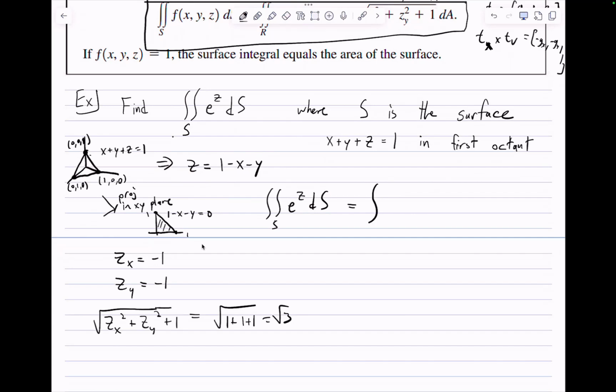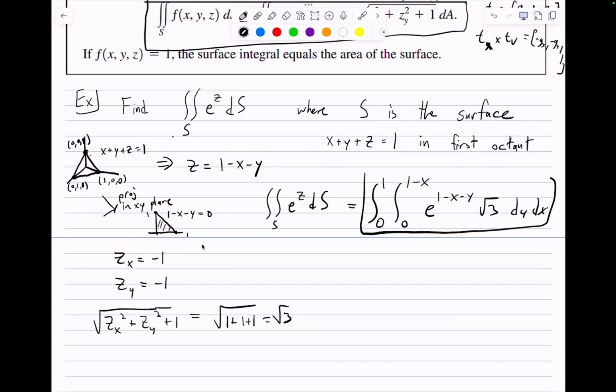So it's going to be equal to the integral, and I'm integrating now over the xy region. And so I can slice this up however I want. If I do dx slices on the outside, 0 to 1, and then dy slices will go from 0 to 1 minus x, because that's what y equals. And then I have to plug in the function, so it's e to the 1 minus x minus y, and then the fudge factor, which is root 3, and then dy dx. And so if you can set that integral up, that's a majority of the fight.